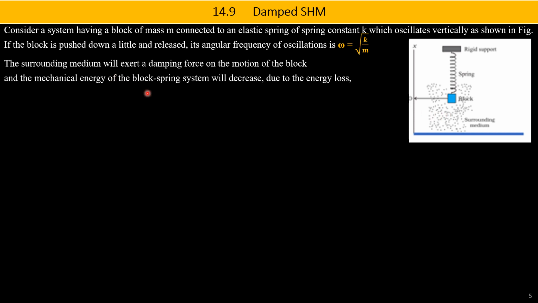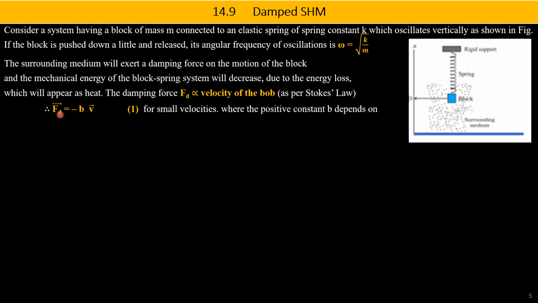And the mechanical energy of the block-spring system will decrease because the surrounding medium offers resistance, and the mechanical energy decreases due to loss of energy, which will sometimes appear as heat. The damping force, represented by the letter capital F subscript D, is proportional to the velocity of the bob or the block. That is as per Stokes' law.